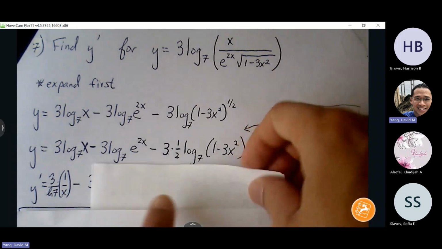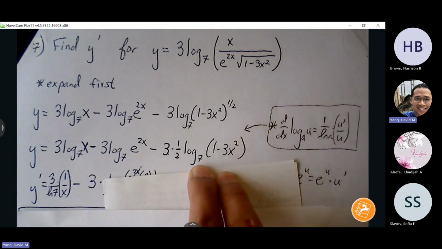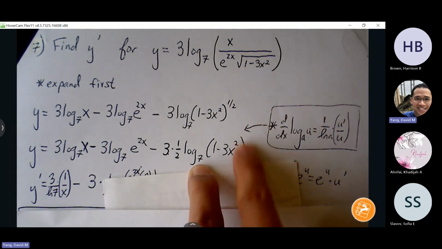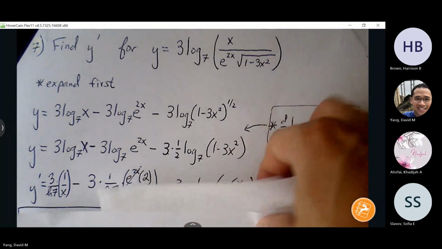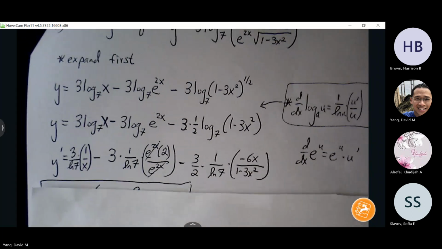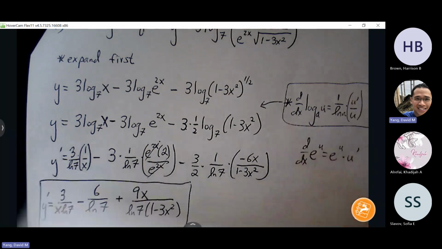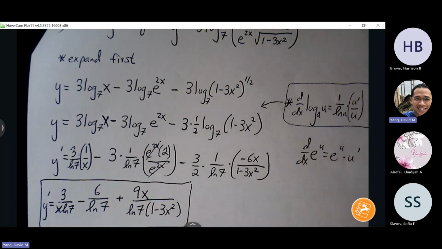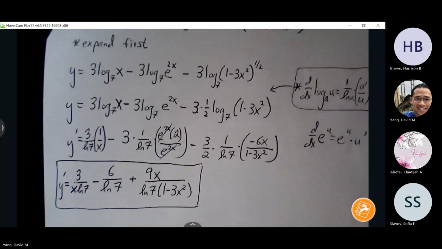And the last term is very similar: 1 over natural log of 7, u prime over u, and we do a power rule. Cancel out the e to the 2x because they're the same. Basically that's your answer. You don't have to clean up, but this is what I did to clean up.